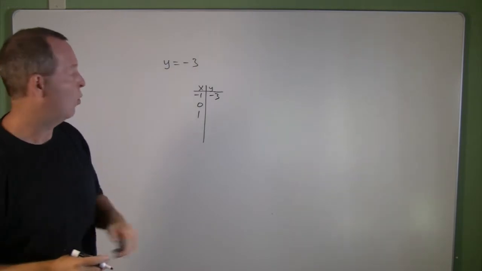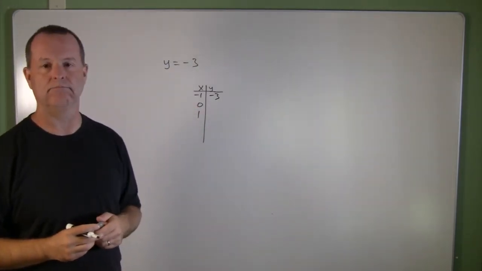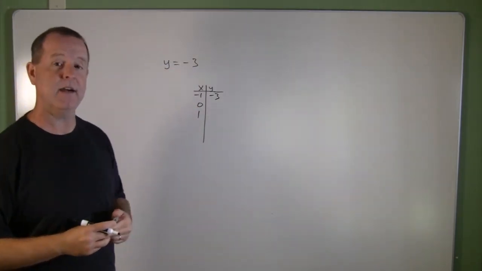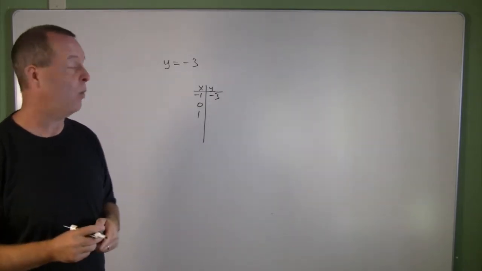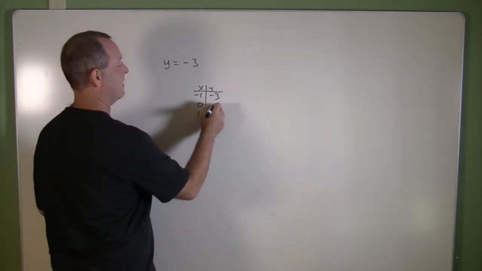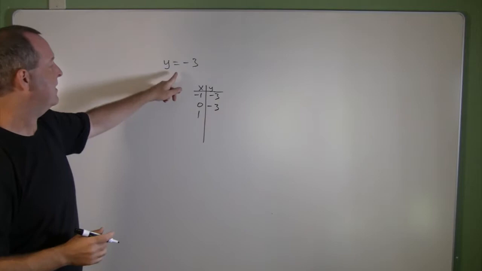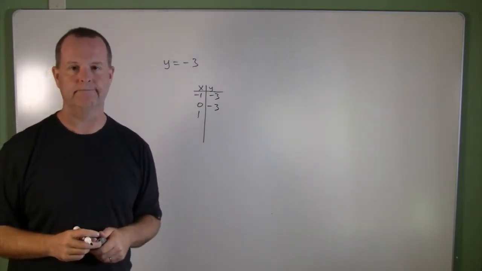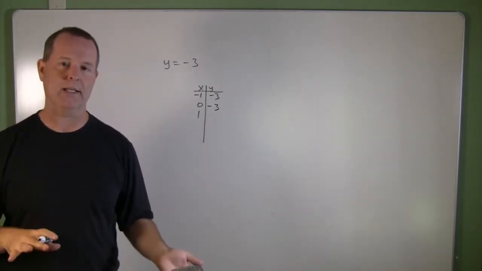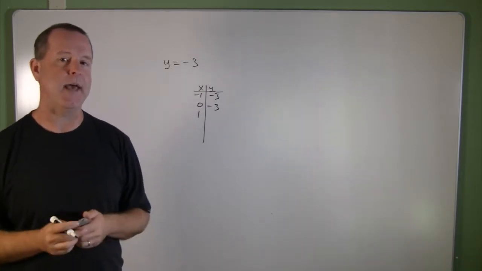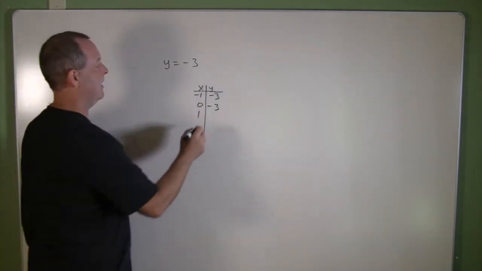-3. What about the point x equals 0? Well, there's no x in there, but that doesn't change what the value of y is. That's also -3. What about if I set x equals to 1? Same thing. There's no x in the equation. I don't substitute that in. I solve the equation and get -3.